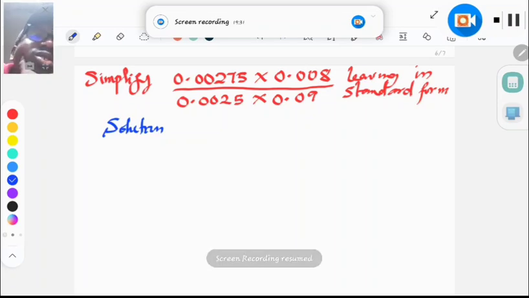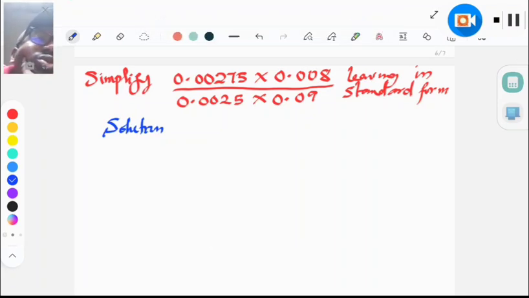Okay, so we've been asked to simplify this question and we should leave our answer in standard form. So the way to approach this is, let's first of all take away the decimal. So if we're going to do that, it means we go 1, 2, 3, 4, 5. You take it outside. That means this is 275 times 10 raised to the power, we went outside 5 times, 1, 2, 3, 4, 5.